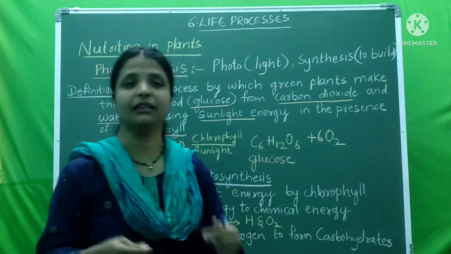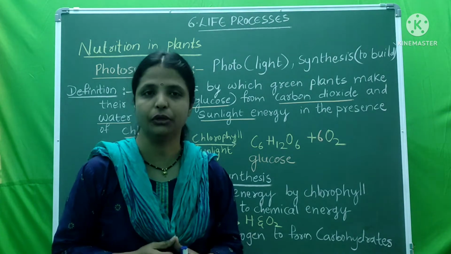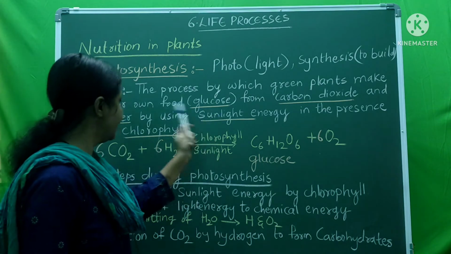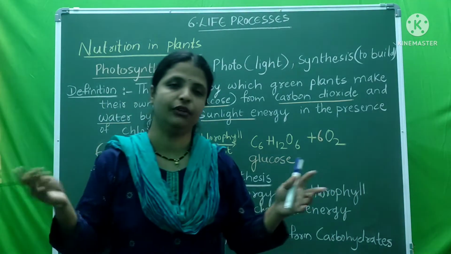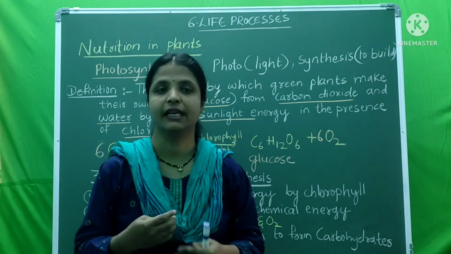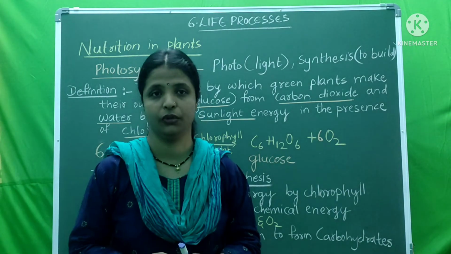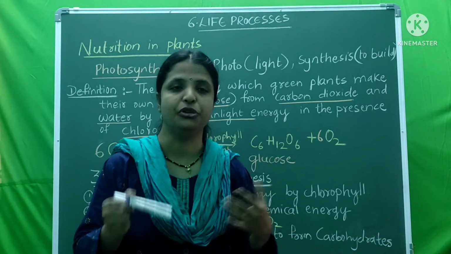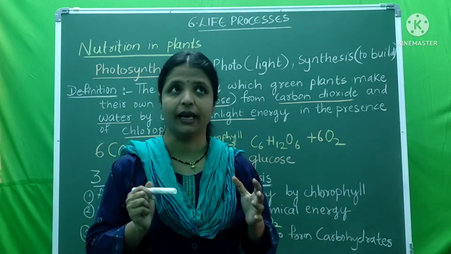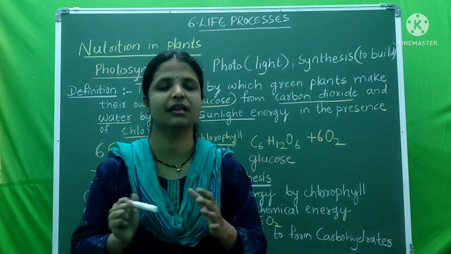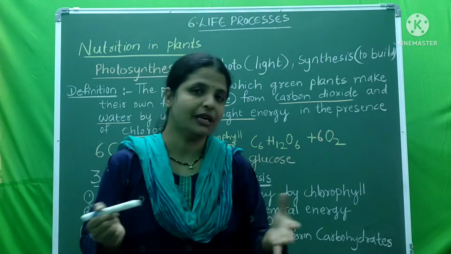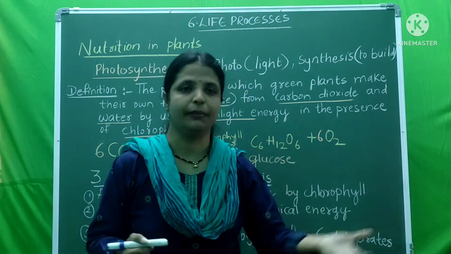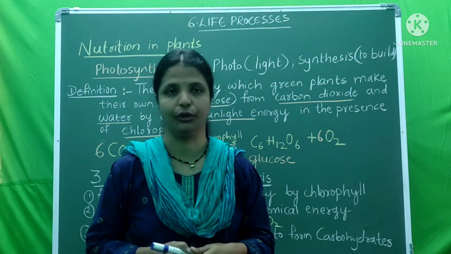To prepare food in green plants, what is mainly important? Carbon dioxide, water, sunlight and chlorophyll. Without these four things, plants cannot prepare their own food. You know chlorophyll is the pigment which makes plants green. So only green plants can prepare their own food, and the non-green plants, you know very well, are called heterotrophs. They always depend upon other plants for their food.